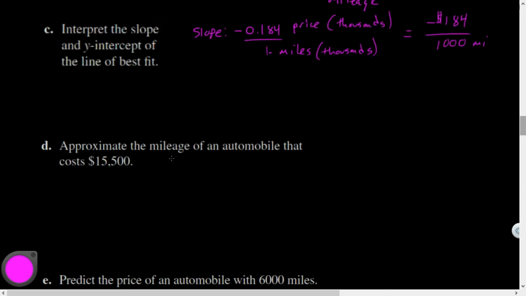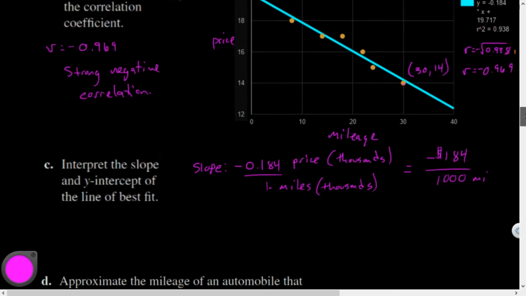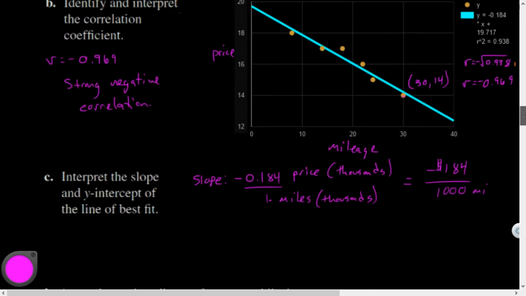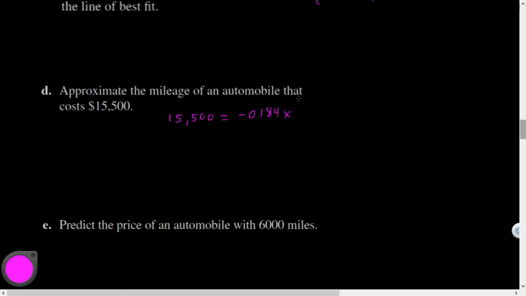And then it says, approximate the mileage of an automobile that costs this much. Now, that's the output of my function. So what I'm going to do is say 15,500. When is that equal to? Well, what was my equation? Negative 0.184x, no, I already forgot. 1.84. There it goes. I've got it right up there, too. 1.84x plus 19.717. So, solve for x.